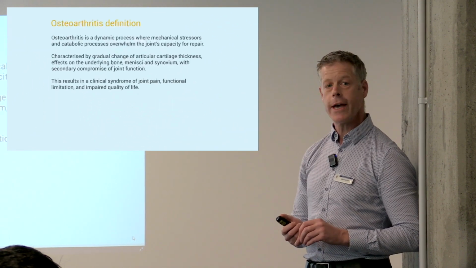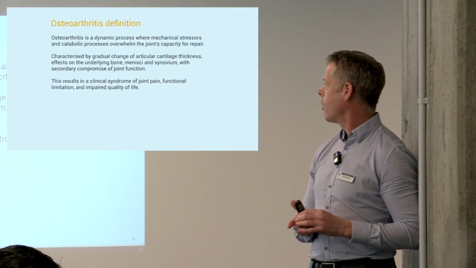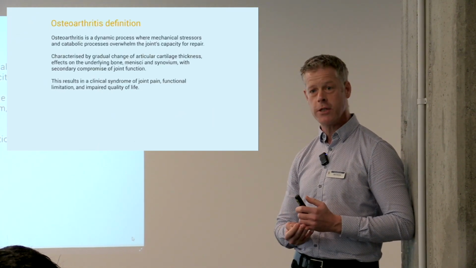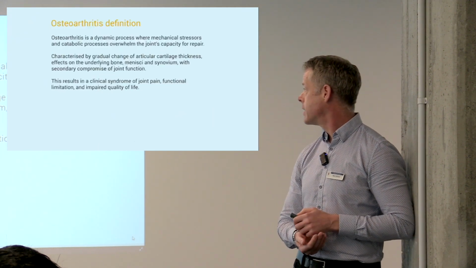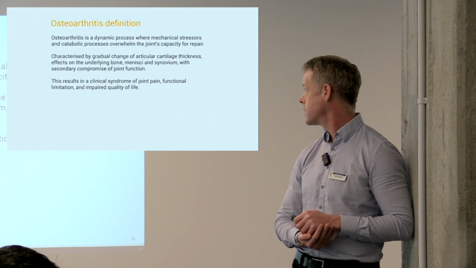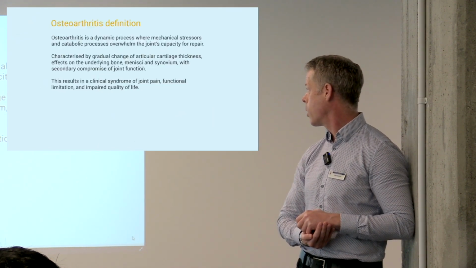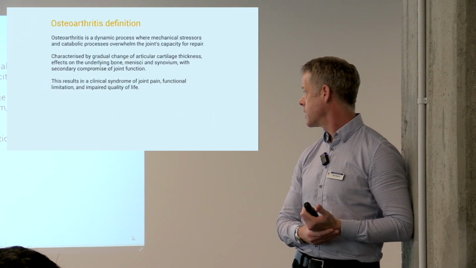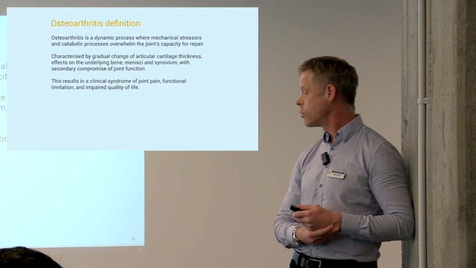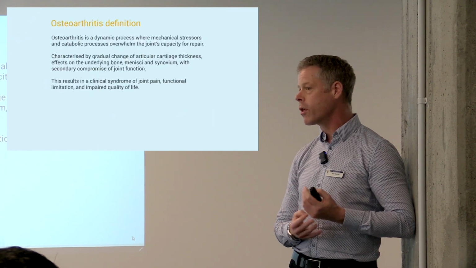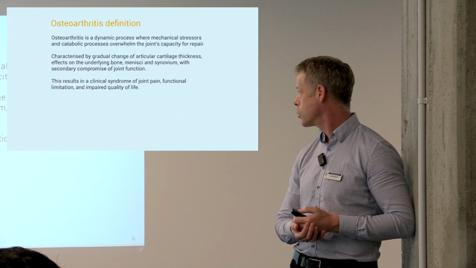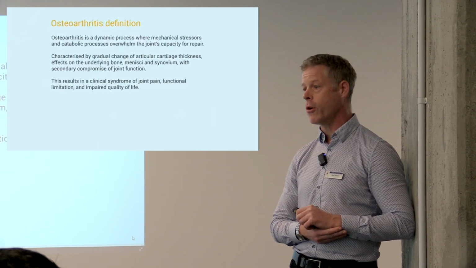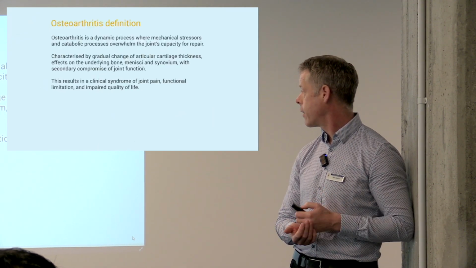For setting the scene, best we have an understanding of how I understand osteoarthritis, although this was developed with Hamish Osborne, who you might remember from ELM. He was a sports physician who teaches into that program. So osteoarthritis is a dynamic process, and we will come back to process as being an important element, where mechanical stresses and catabolic processes, so it's not all about the mechanics, overwhelm the joint's capacity for repair. Characterised by gradual change of articular cartilage thickness with effects on underlying bone, menisci, synovium, and secondary compromise of joint function, including muscle activity. And the involvement of all of those tissues and the joint as an organ is something we will talk about. And finally, it results in a clinical syndrome of pain, functional limitation, and impaired quality of life. And so we will also focus on clinical aspects of this as opposed to it being a radiological condition.